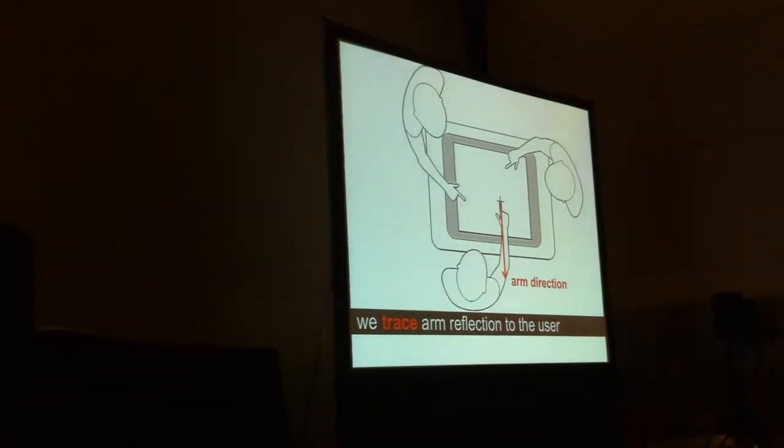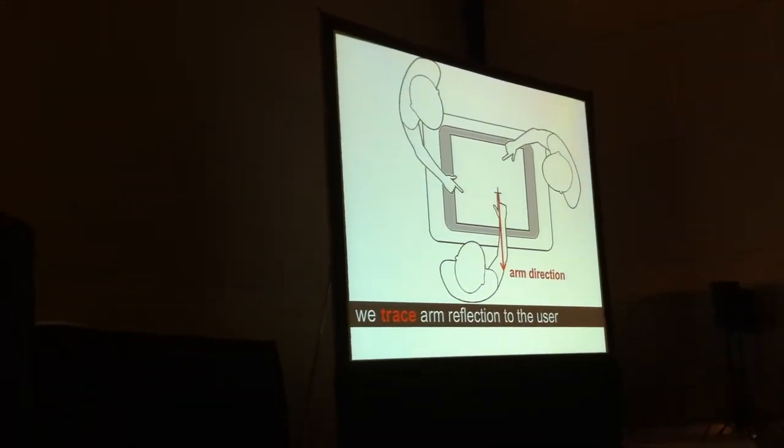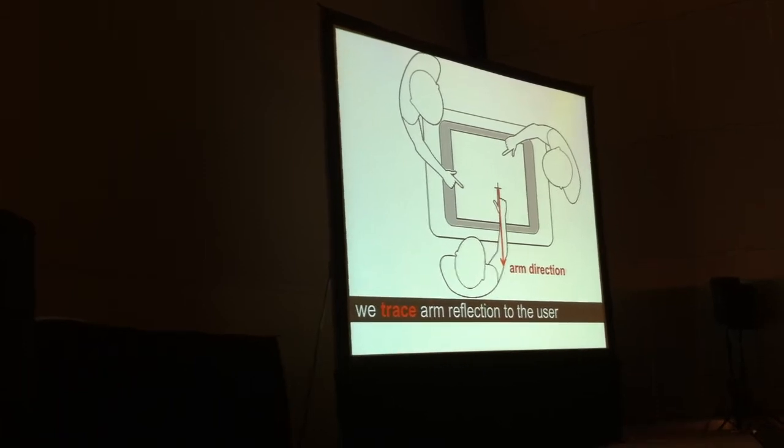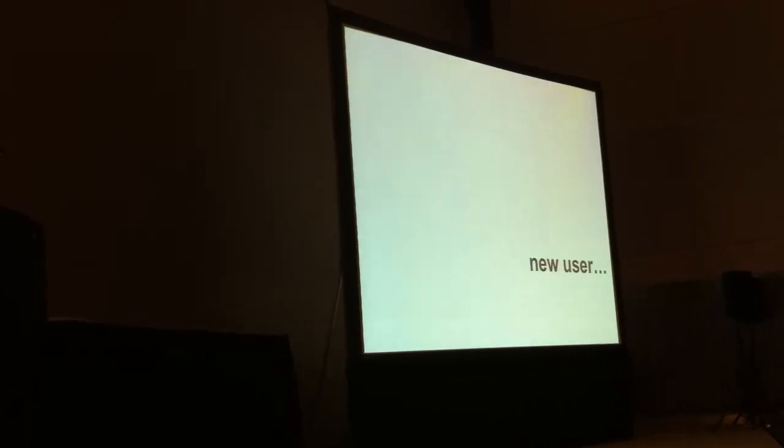So here's how we're doing this. We get a DI shadow from the DI system, so basically Microsoft Surface, and then we can trace the arm reflection back to the user, and we get the direction.